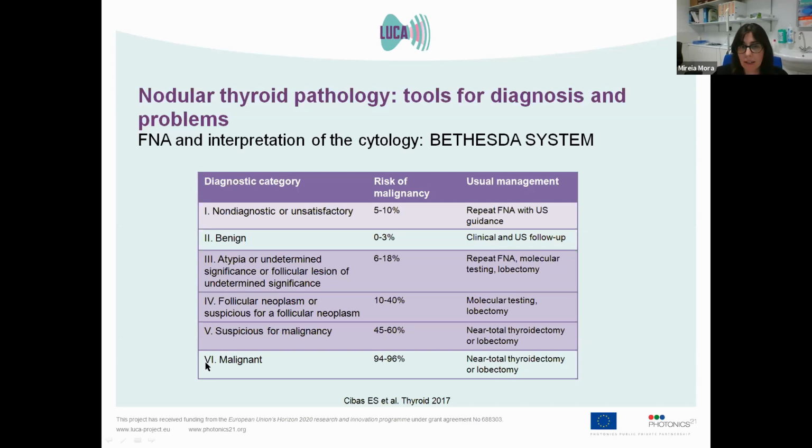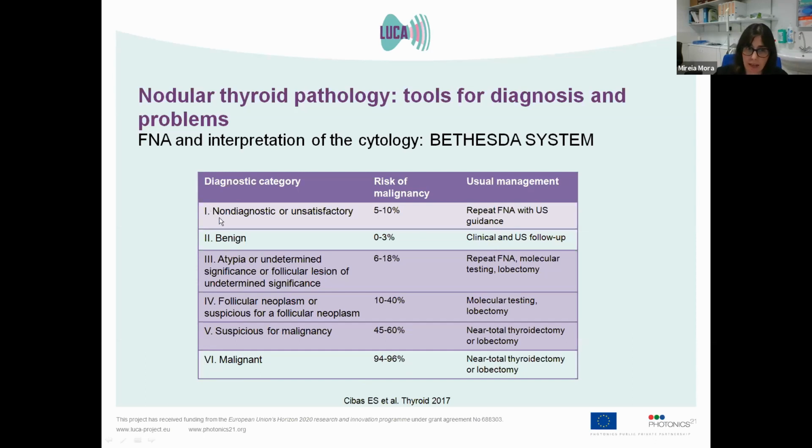The worst scenario would be the classification Bethesda number 6, in which the category is malignancy, and as you can see, the risk of malignancy is almost 100%. And in these cases, the management is surgery in the majority of them. The rest of the cases are not as easy to decide the management.